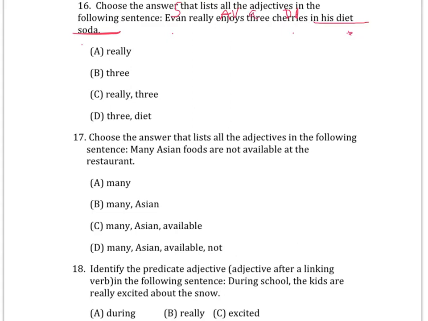Yes. 3 cherries. It's an adjective describing the noun cherries. Is there anything describing the soda? Yes. What kind of soda? Diet soda. Diet is an adjective. Whose soda? His soda. His is an adjective. So the 3 adjectives are 3, his, and diet, all describing nouns. Therefore, you would pick this one, even though it doesn't include his. These are not correct.